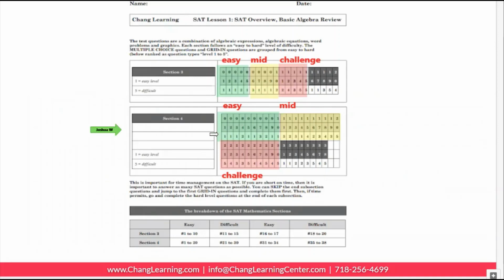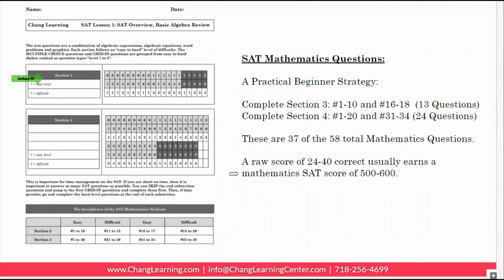Similarly, for section 4, the easy and mid-level questions are questions 1 to 20, and then go to the grid-ins, do any questions that are easy for you, and then go to the challenge level questions. With this strategy in mind, and I've been tutoring for the SAT for over 15 years, most students can boost their scores immediately to between the 500 and 600 point range. It's also a very good strategy because it reduces test anxiety. You're going in with a focused plan to get the easy and mid-level questions done first, and then spend the remainder of your time on the challenge level questions.